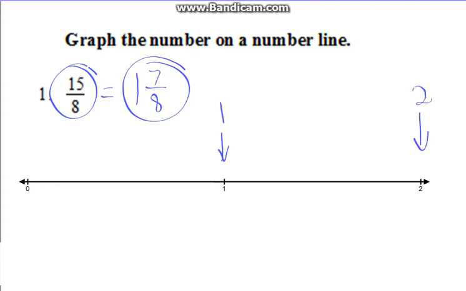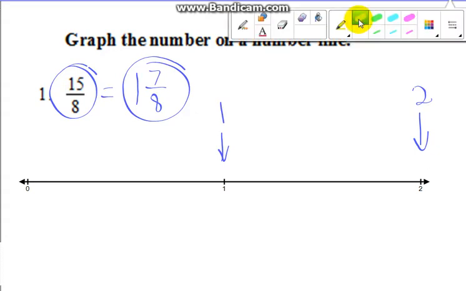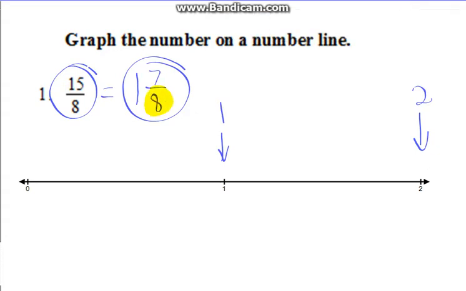Well, we need to look at our denominator. The denominator says we are in eighths. So we need to divide this into 8 pieces. So between 1 and 2 we need 8 units here. So there's our halfway point. So now if we divide it again, now we've got it in 4 pieces. Now we need to go once again to get it into 8 pieces.